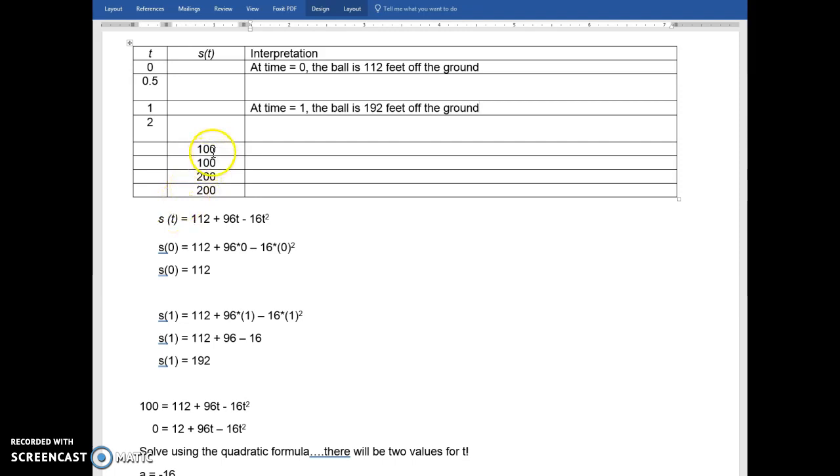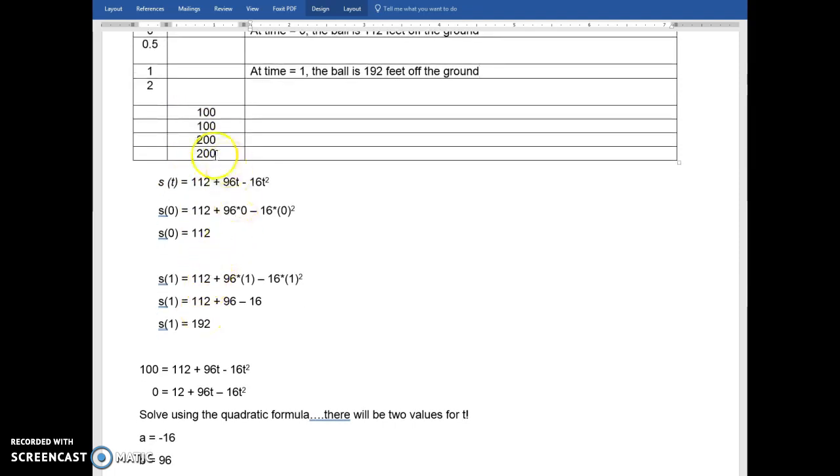Now the question is, why do we have two values of 100 here? Hopefully it'll be very clear when I go down. So if I do my first piece of this, notice that on the left-hand side, I'm substituting 100 for s of t. Nothing's happening on the right at this point because I'm not substituting for t, I'm substituting for s of t. But in order to solve this, remember, it has to be put in standard form, which means I'm going to subtract 100 from both sides.